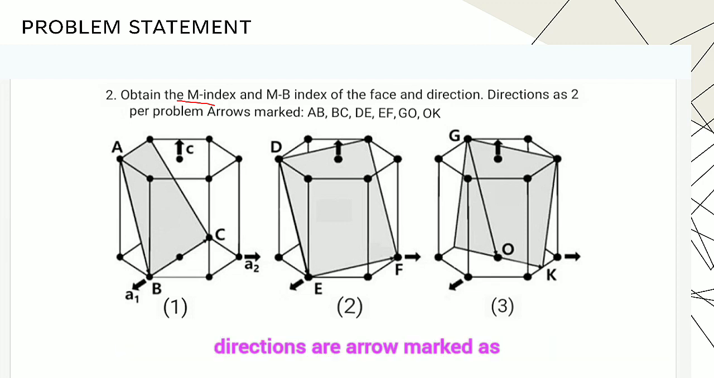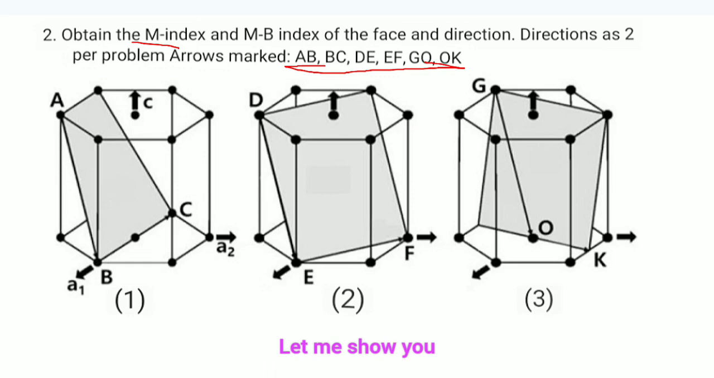Directions are arrow marked by these lines, okay, AB. Let me show you. This is AB. This is one of the directions whose indices need to be determined. This is BC, another one, DE, EF, GO, and OK. Okay, so let's first understand the problem and then we'll solve it one by one.